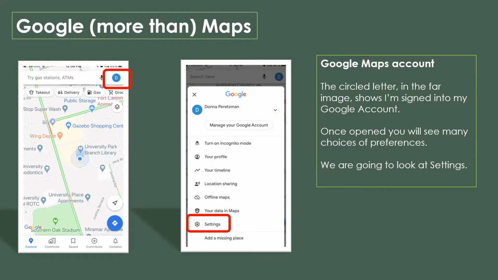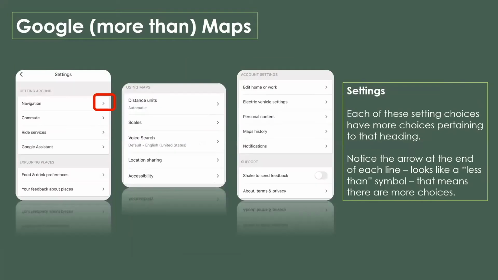So if you touch on the letter or the picture up there, if you have a picture on your account, you're going to get a pop-up like the middle image that's going to show you some different choices, some settings that you can get into by then touching on these other options. If we were to touch on settings, like the middle image has circled, you would then get these choices inside your settings.